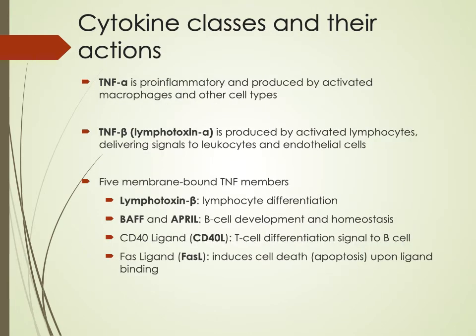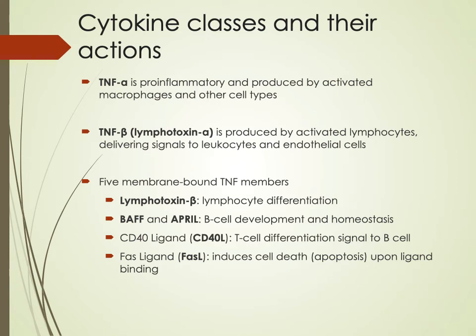So with the TNF family, there are several different variants of it. TNF alpha is probably the most popular or commonly studied one. So it has pro-inflammatory responses, and it gets produced by activated macrophages. So one way to check whether a macrophage has been activated is to see how much TNF alpha is being secreted. Okay. We also have TNF beta. That's going to be produced by activated lymphocytes, and this helps deliver signals to other leukocytes and endothelial cells.